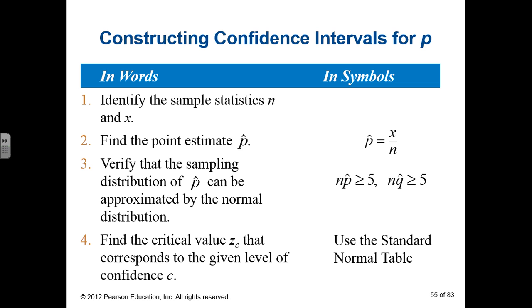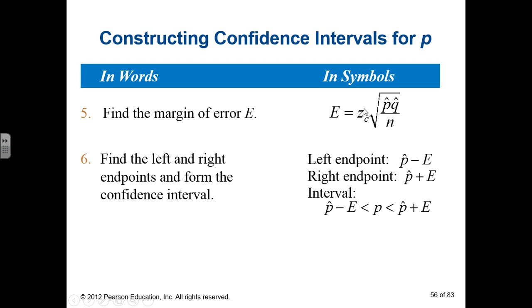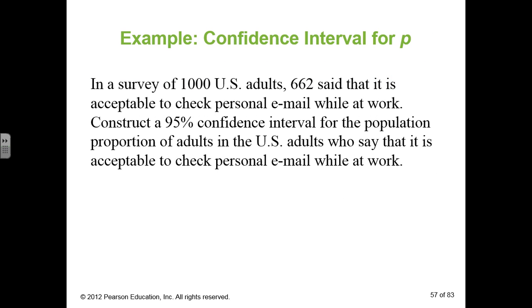Then we find our critical values. Remember, most of you have already learned that the Z critical value for a 95% confidence interval is 1.96. For a 90% confidence interval, it's 1.645. For a 99% confidence interval, it's 2.575. For any others, you have to use your standard normal table to look them up. Then find the margin of error using this formula. Then take that margin of error and add and subtract it from your point estimate P hat, and this will give you the confidence interval.